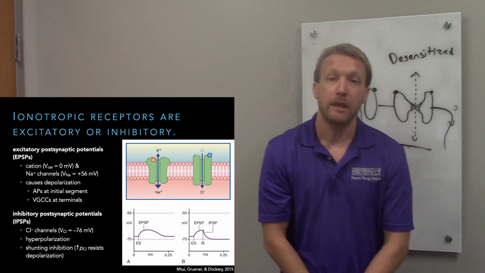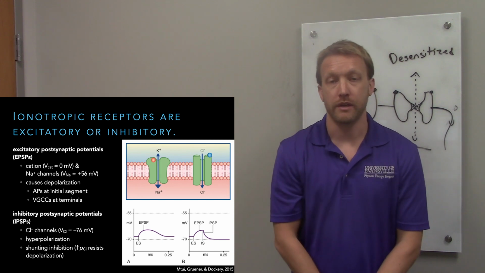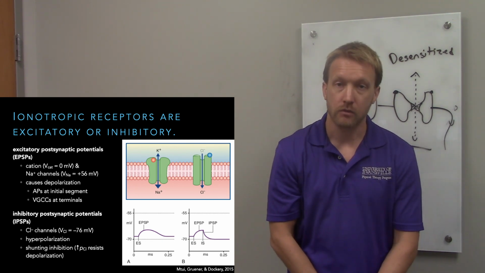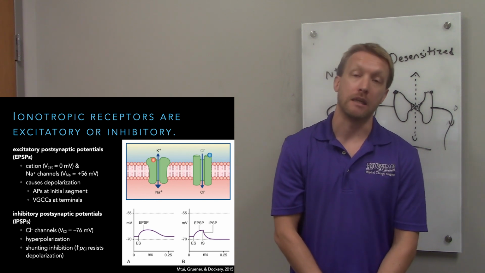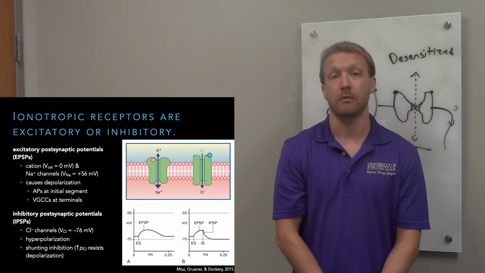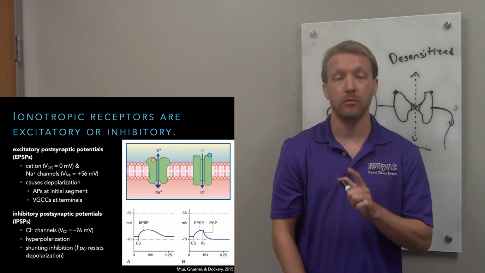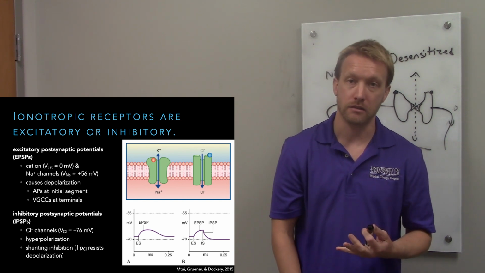Now, our ionotropic receptors can be either excitatory or inhibitory. Excitatory receptors increase the probability of firing an action potential. Inhibitory receptors decrease that probability. And they do this, as you probably guessed, by using different ions.